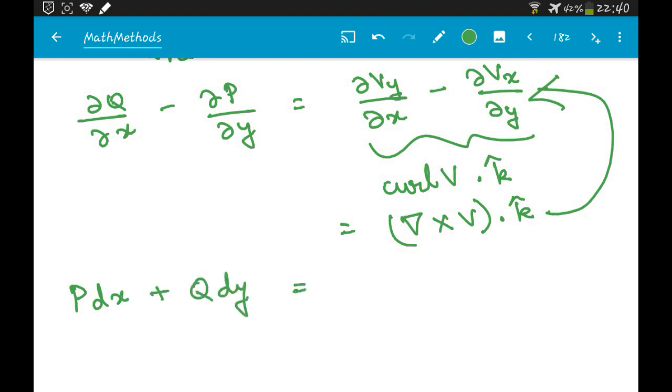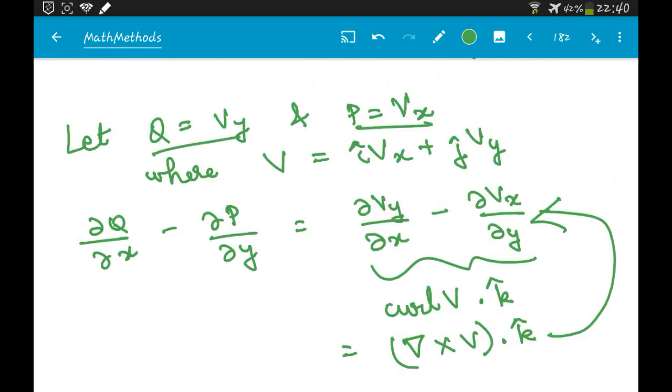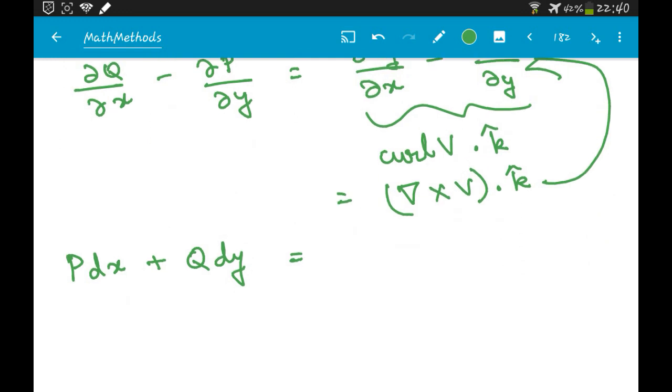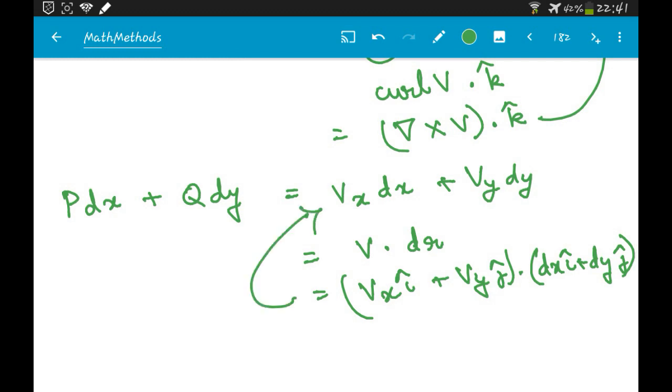So q was vy and p was vx, right? So we just substitute it here: vx dx plus vy dy. And what is this? This is nothing but v dot dr. Why? Because v is nothing but vx i plus vy j, and dr is nothing but dx into i plus dy into j. So if you do v dot dr, you are going to get this.